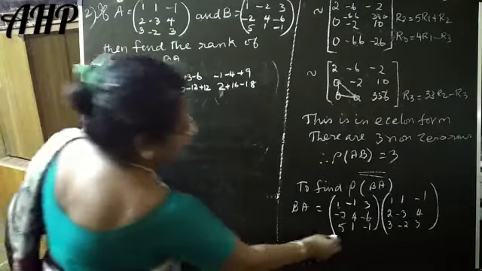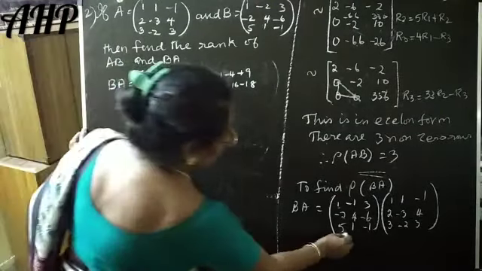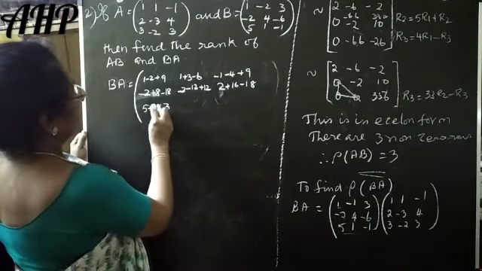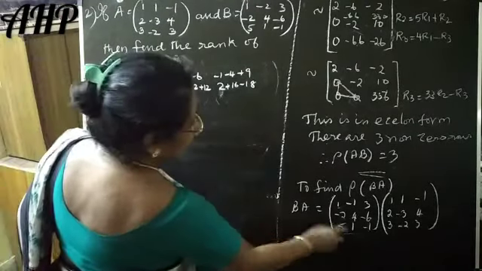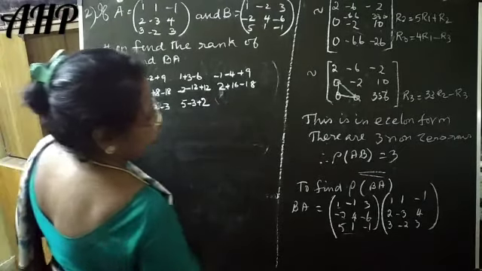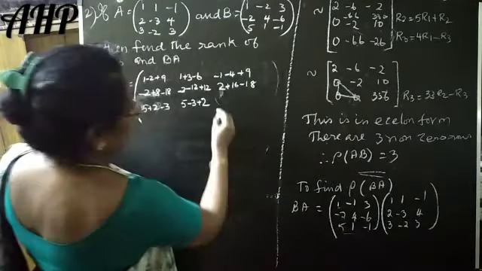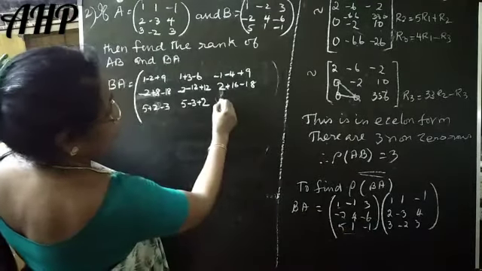Then this third row with this first column is going to be 5 plus 2 minus 3. Then 5 minus 3 plus 2. Then third row into third column, minus 5 plus 4 minus 3. Now simplifying this, 10 minus 2 is going to be 8.